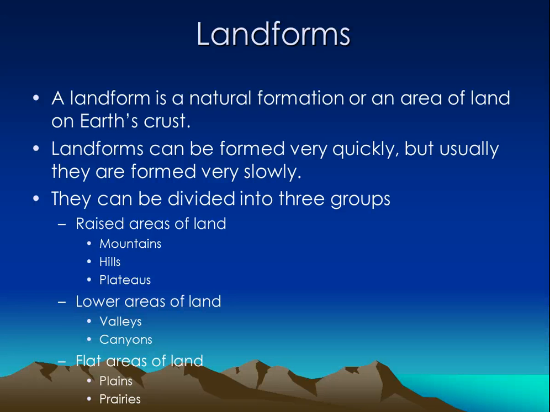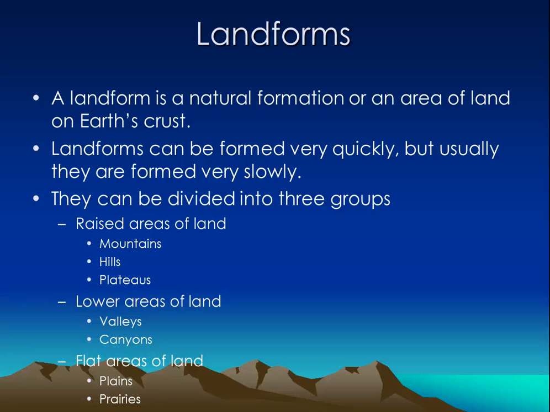We can divide landforms into three different groups based off of their elevation, their area above or below land. We call mountains, hills, and plateaus raised landforms because they are above the crust. We call valleys and canyons lower areas of land because they actually dip down below where we would consider the crust. And we call flat areas of land like plains and prairies flat landforms because they are flat.